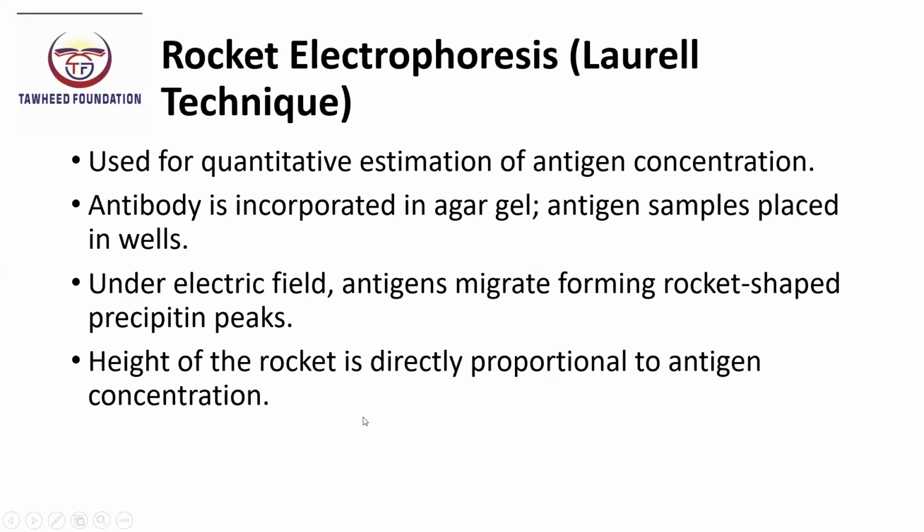When an electric field is applied, the antigens migrate through the gel and react with the antibody to form rocket-shaped precipitate peaks. The height of each rocket is directly proportional to the concentration of antigen in the sample. By comparing the height of unknown samples to those of standards, precise quantification is achieved. This technique is rapid, reproducible, and widely used for measuring serum proteins and hormones, as well as for standardization in diagnostic assays.